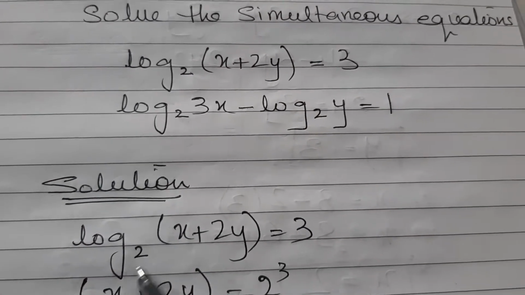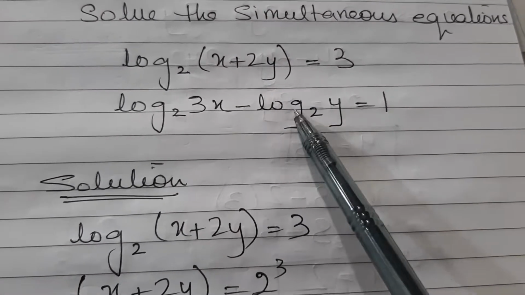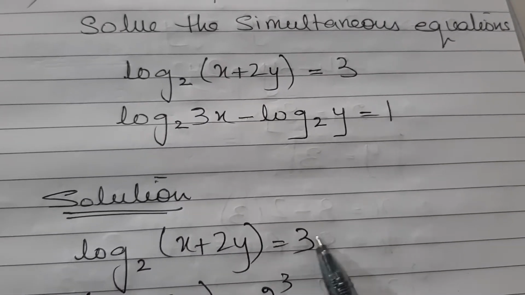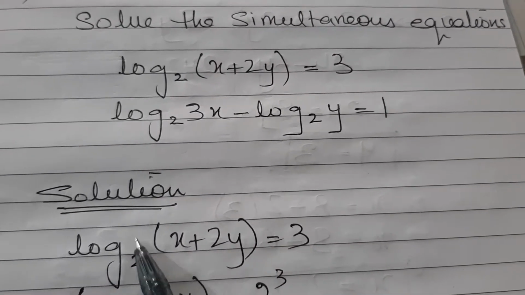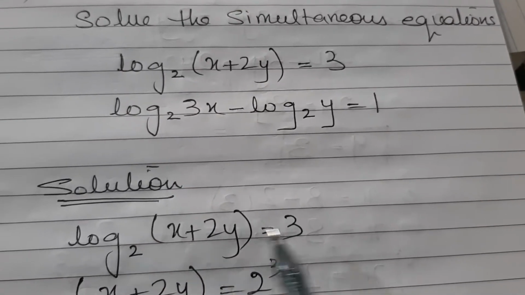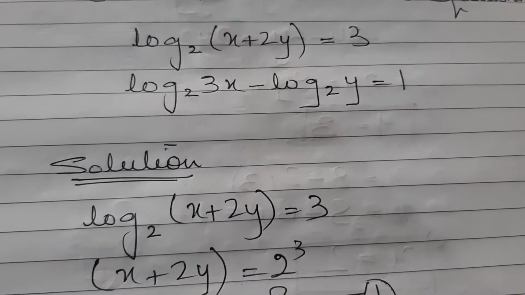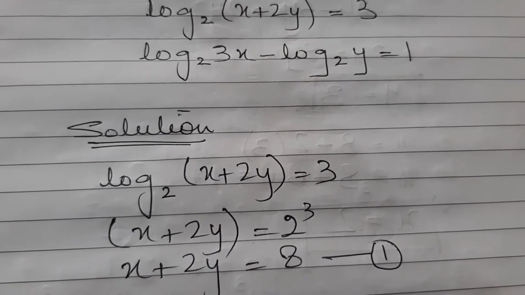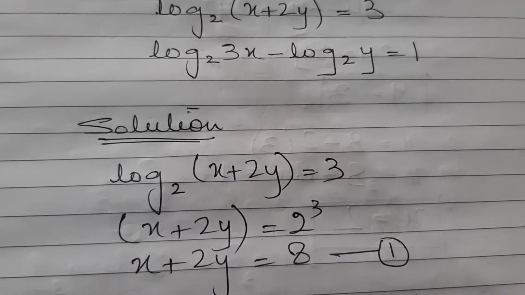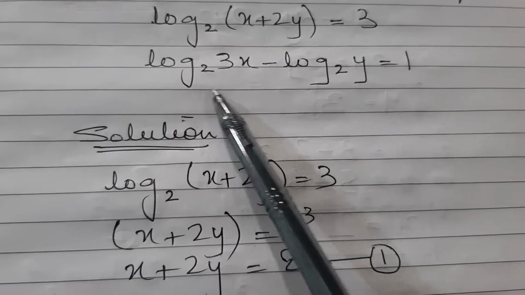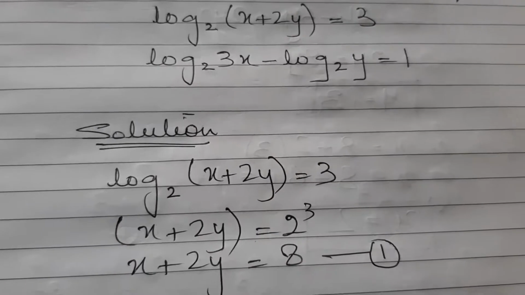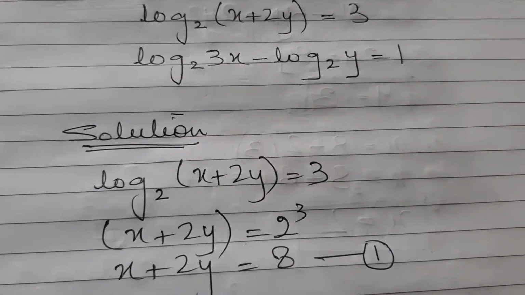So the first equation, which is this one, I'm calling it first, and this one second. If I change this equation into index form, it will become this whole thing equals to 2 power 3. So this is what I have done, and 2 power 3 is 8. So I got a simple equation without log which has x and y in it. Now I will change this equation into just xy so that I can solve these two equations simultaneously.